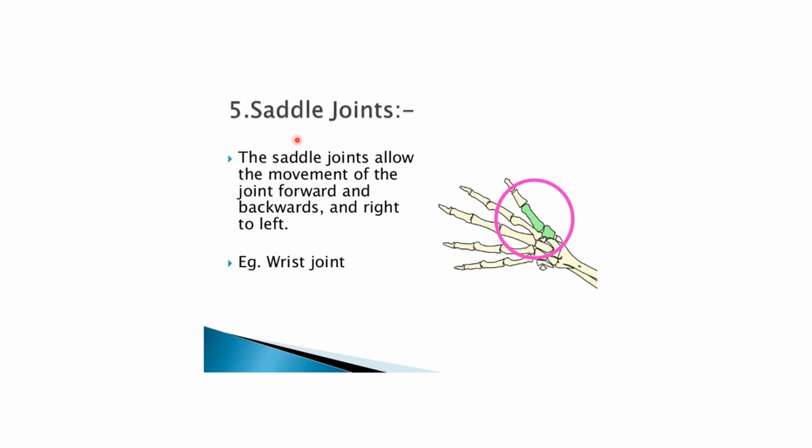Now the next one, which is saddle joint. The saddle joint allows movement of the joint forward and backward and right and left. For example, wrist joint. As you can see over here, this can be moved forward, backward, right and left.